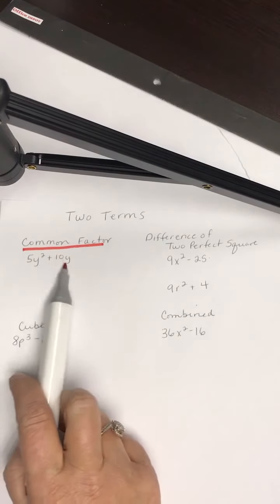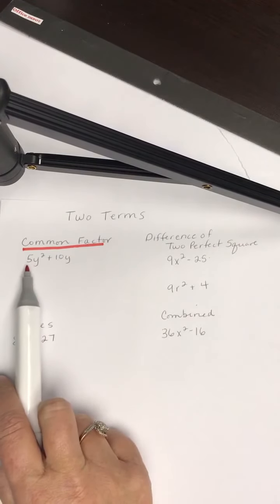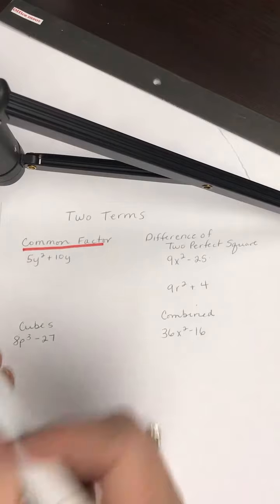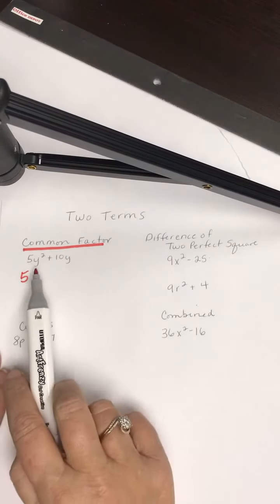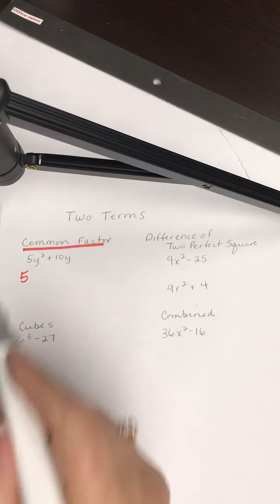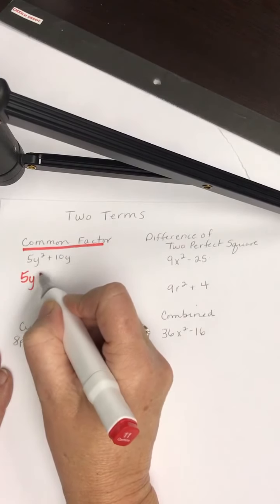So when we look at this one, it has two terms. So we're going to look at our number and go to our smaller number, 5, and ask ourselves, will 5 divide into 10? And the answer is yes, so we can factor out a 5. Then we look at our letters. We have a y squared and a y. So we're going to take out the smallest amount, which is y.